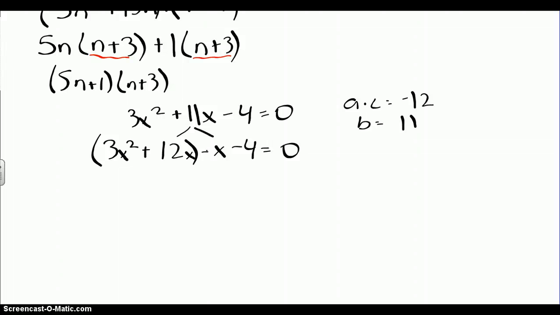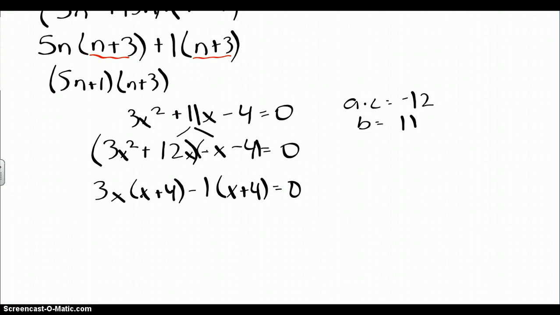Group the first two terms together, take out the GCF of 3x, x plus 4 is what we're left with. For this one's key, group the second two terms together, got to pull out a negative 1, so I get an x plus 4 in parentheses. Now we know we're doing it correctly because we have x plus 4 here and x plus 4 here. And now we're left with our final factored form, 3x minus 1 times x plus 4.